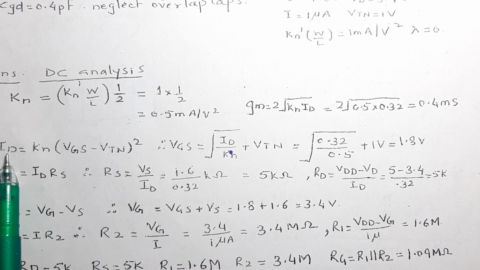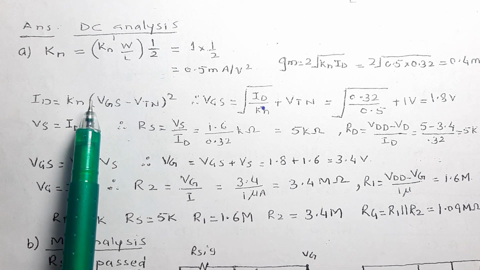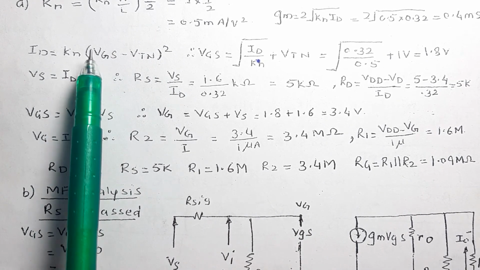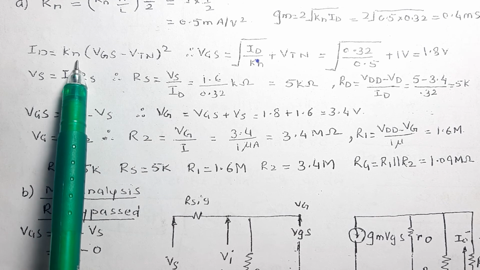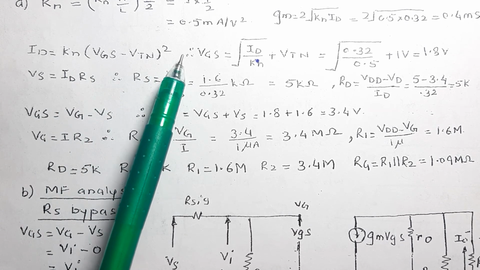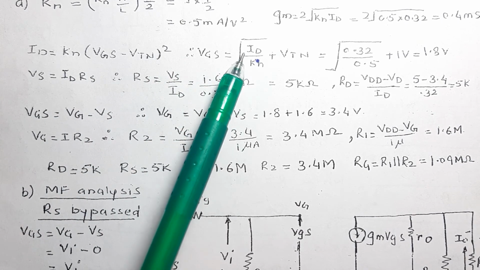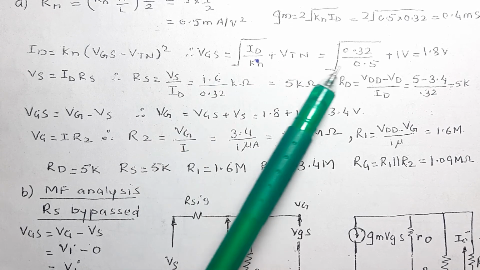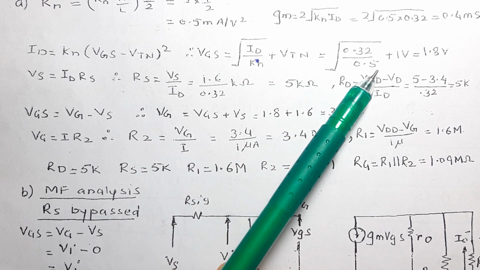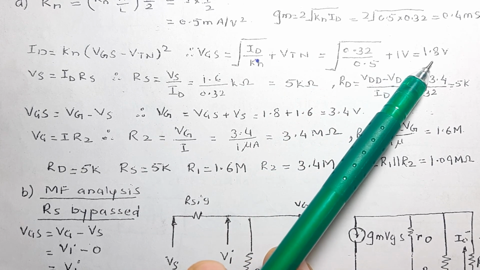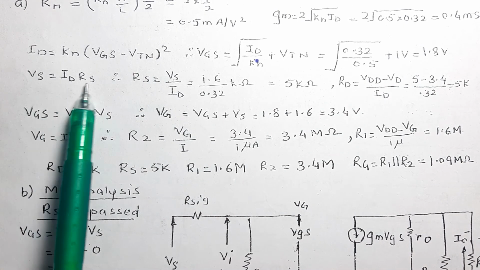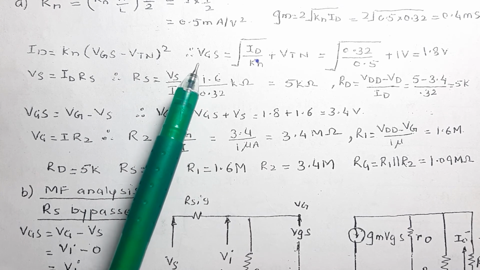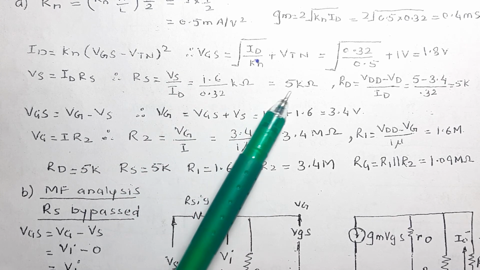Now your ID is given as Kn into VGS minus VTN whole square. Therefore your VGS is equal to under root of ID by Kn plus your VTN over here, which is equal to under root of 0.32 upon 0.5 plus your 1 volt, which turns out to be 1.8 volt. Your Vs is given as ID into Rs, so your Rs is nothing but Vs by ID, so it is nothing but 1.6 by 0.32, which is equal to 5 kilo ohms.